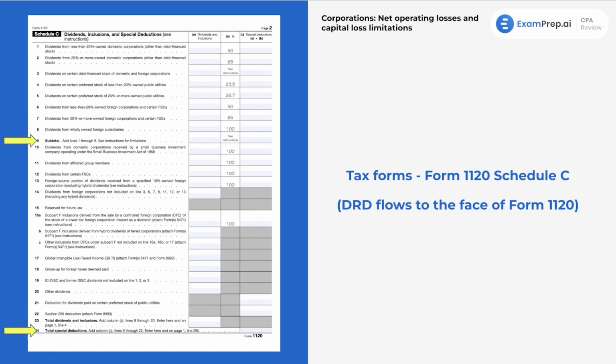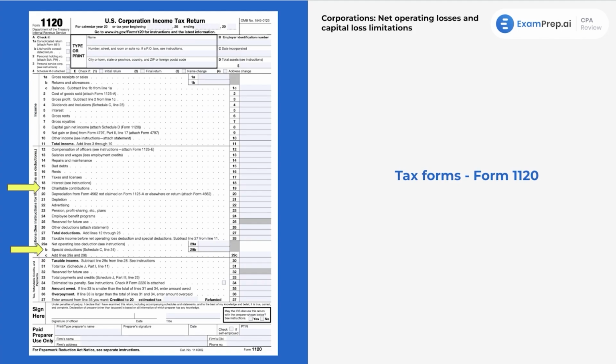So right here, we see the Schedule C that flows to the face of the 1120. Here are going to be where your DRD are reported. So we see where it applies in our overall calculation. So the DRD flows to the face of Form 1120. Just going back to the original form, so we see how that works there. Again, I find that very helpful. Hopefully you do as well.